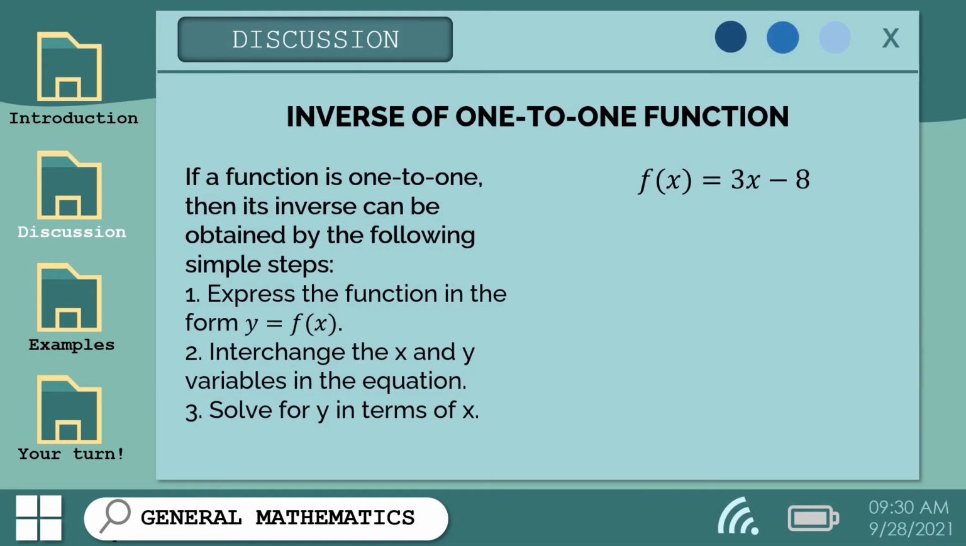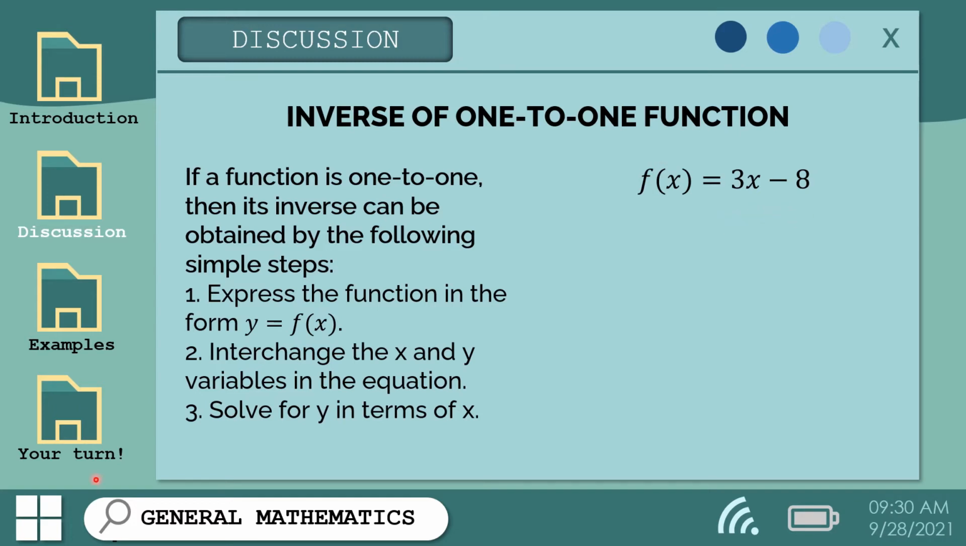Kung ang function po ay one-to-one, then its inverse can be obtained by the following simple steps. So, first, express natin yung function in the form of y is equal to f of x. Second, we interchange the x and y variables in the equation. And lastly, we solve for y in terms of x. So, halimbawa, we have this function, one-to-one function na isang linear function. F of x is equal to 3x minus 8.